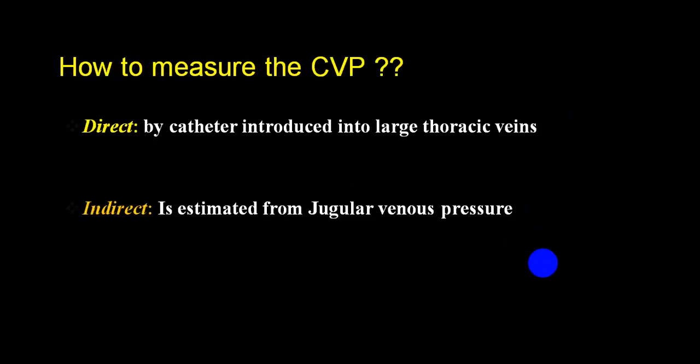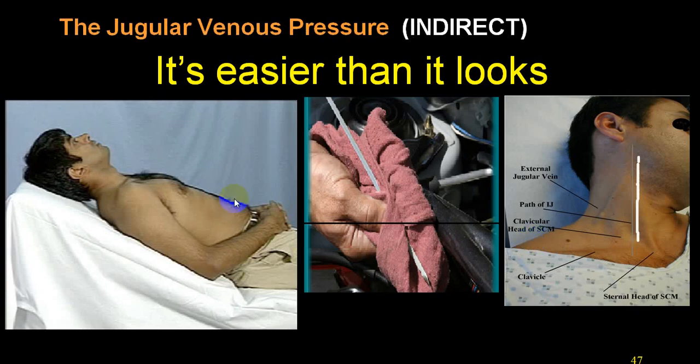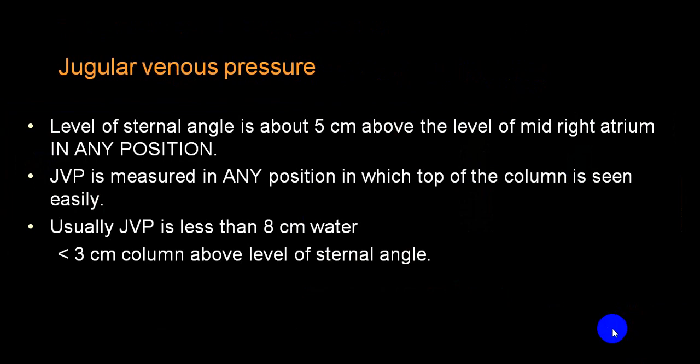To measure that, you can put a catheter directly, or an indirect way of measuring central venous pressure is by looking at the pressure in the jugular vein. And we have already mentioned how you look at the jugular venous pulse. Same technique, but here we are measuring the height of a vertical column. And how exactly you measure, I'll show you. The position remains the same. Usually JVP is less than 8 centimeters.